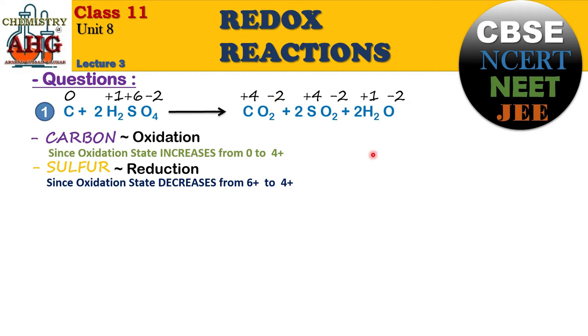So the two elements we have identified, one has been oxidized, the other has been reduced. Now when you have identified that one element has been oxidized and the other has been reduced, you can classify this reaction as a redox reaction. So this is very simple. If you know how to write down the oxidation state, oxidation number, within seconds you can decide whether a reaction is a redox reaction or not.